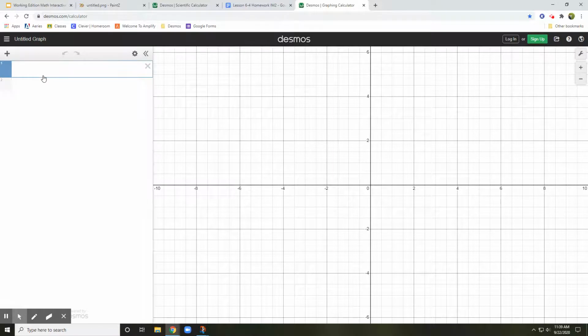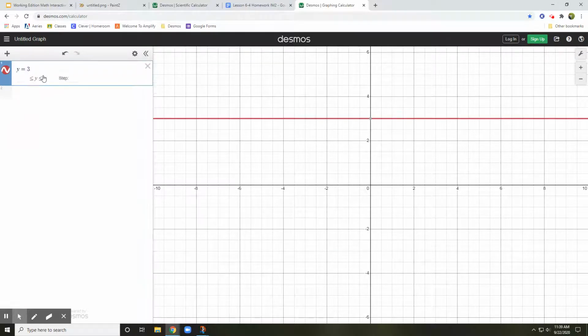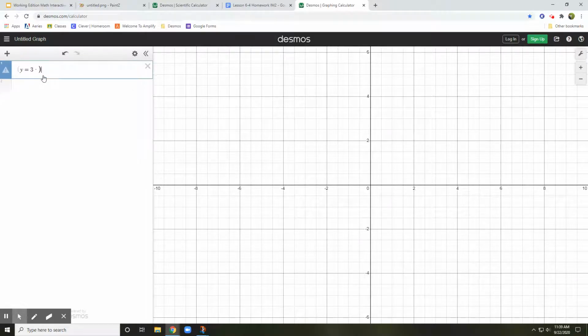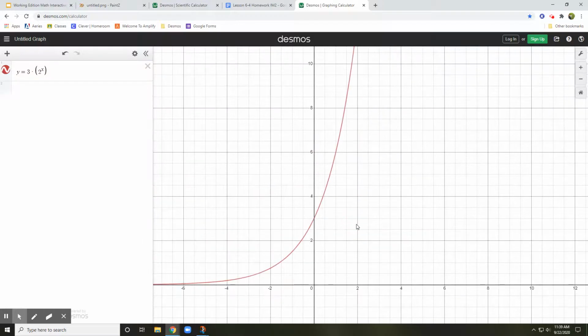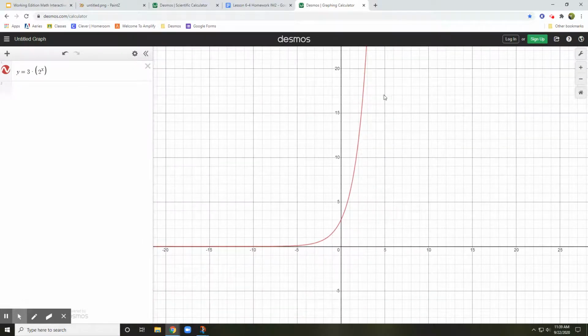So this is my graphing calculator on Desmos. I have y equals 3 times 2 to the power of x. That was all on my keyboard. I didn't use any of their buttons, but I could, right? This is what my exponential graph looks like. Notice how it only has one side, but it goes up pretty significantly.